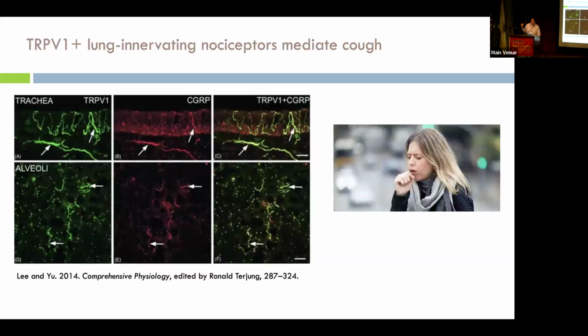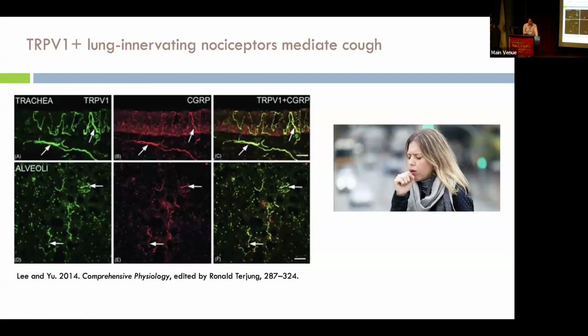Well, one of the things they do is mediate a protective reflex, which is cough. So you can see these are actually TRPV1 neurons innervating both the trachea and the alveoli. And if you imagine, if you breathe in capsaicin, which people actually use for pepper spray, right? Or tear gas, that's triggering this cough reflex because these neurons then trigger a sensory motor reflex.